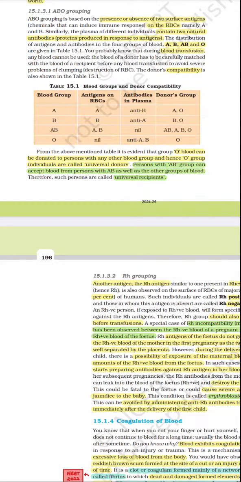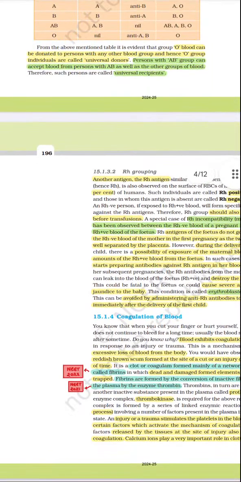O group blood can be donated to persons with any other blood group, and O group individuals are called universal donors. Persons with AB group can accept blood from persons with AB as well as the other groups of blood. Therefore, such persons are called universal recipients, and O is the universal donor.